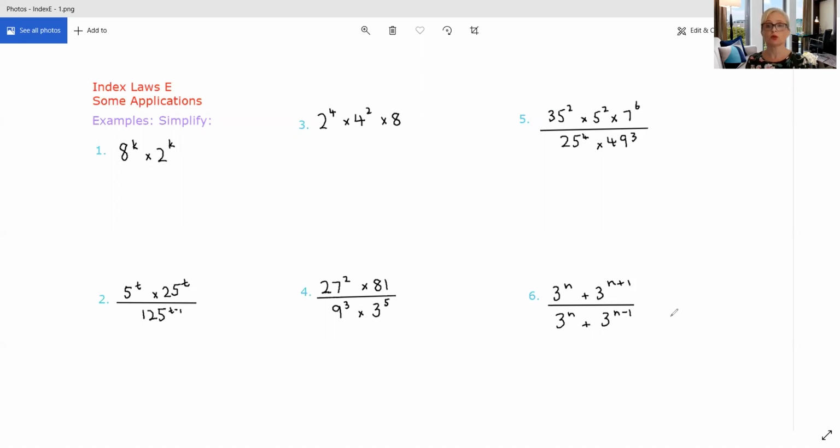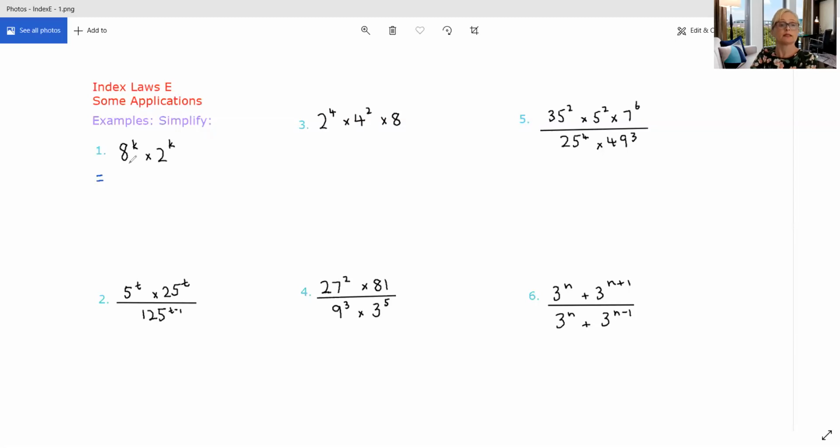In this video, I wanted to combine a little bit of our knowledge about our index laws and writing bases as powers of primes, and use that to simplify some expressions. If we're having a look at our first example here, I want to simplify 8 to the k times 2 to the k.